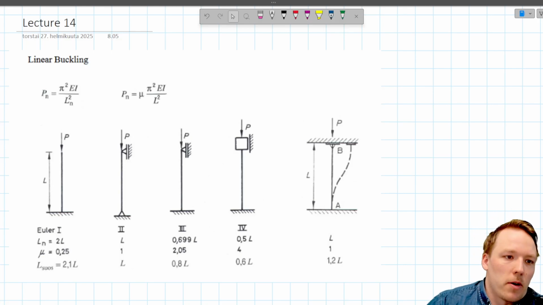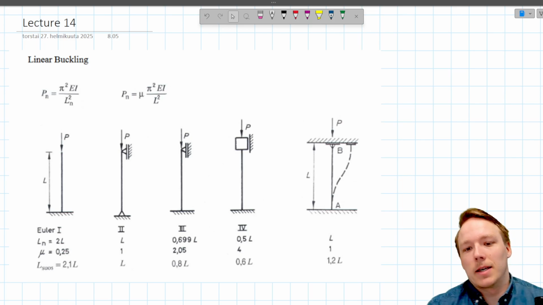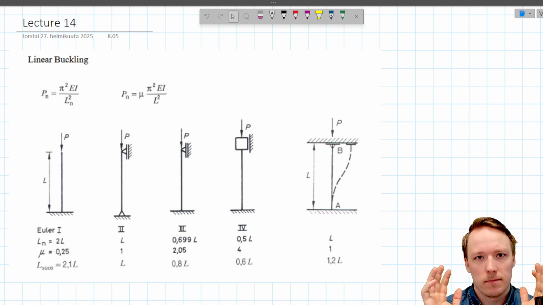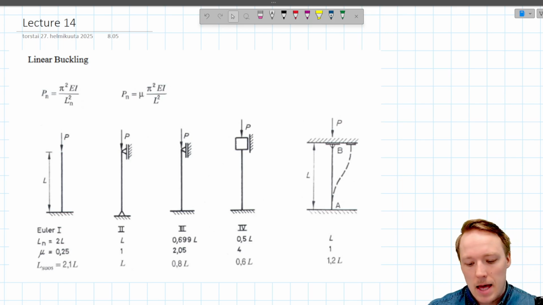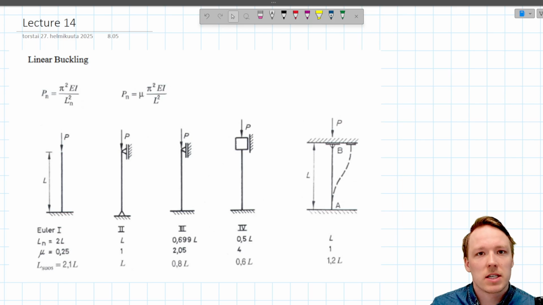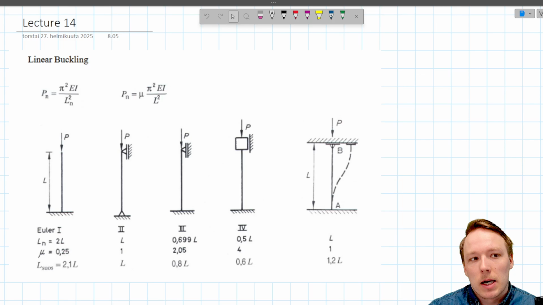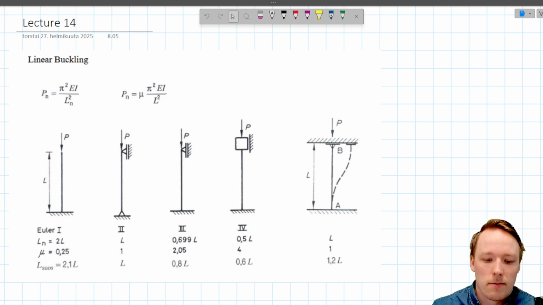Alright, so the last topic of this course is so-called linear buckling. Buckling is a phenomenon that happens when you apply compressive load onto a structure, and at a certain point, when the load exceeds a certain value, which we can actually calculate, is where the structure will lose its stability and it will buckle.